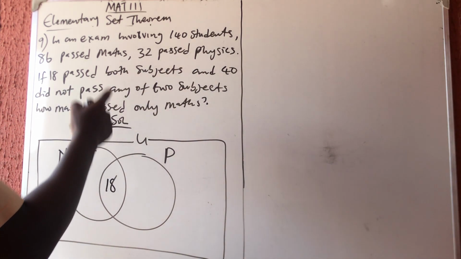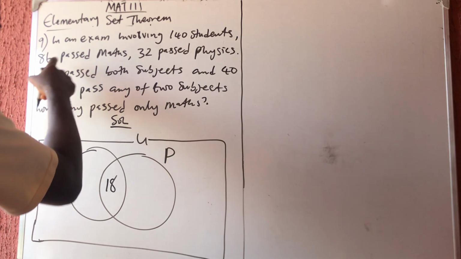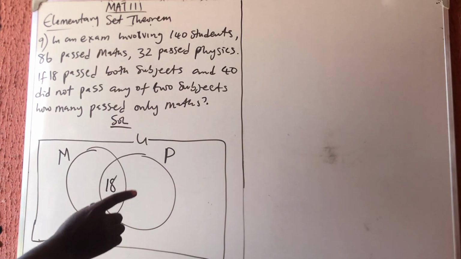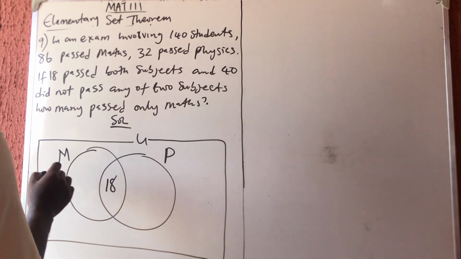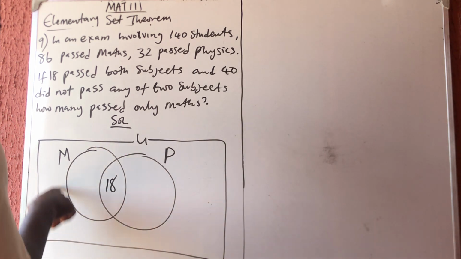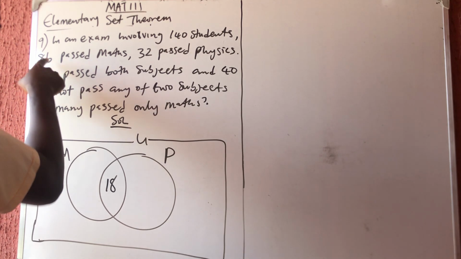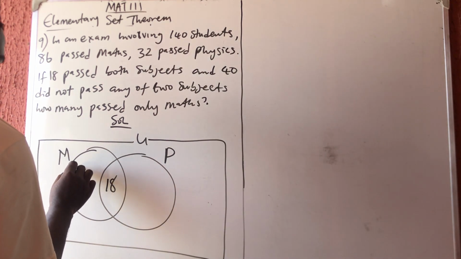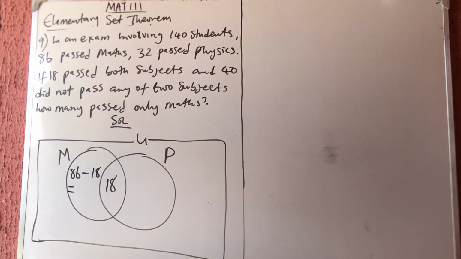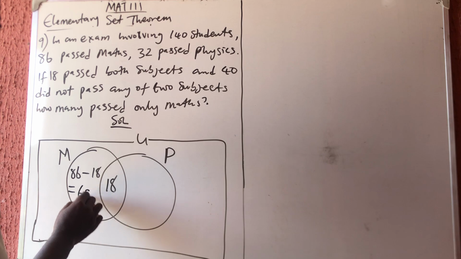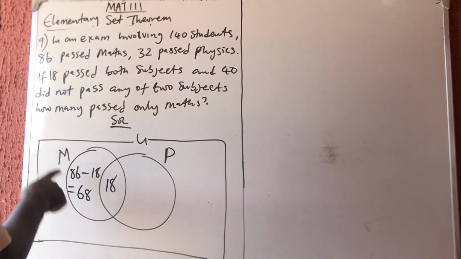All right, then I say 86 passed maths. You did not hear only. To get the people that pass only maths, all this circle is supposed to be 86. So only maths should be that 86 minus this 18. I told you, if you did not hear only, you must subtract. So if I subtract, I'll have 68. So only 68 people pass maths.